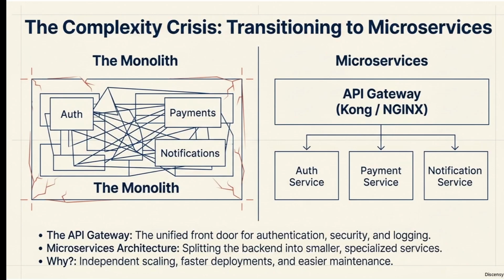The complexity crisis, transitioning to microservices. Now, what might be the issue? What might be the flaw? What might be the complexity, difficulty, trouble that might be faced? The monolith compared with the microservices. The API gateway, the unified front door for authentication, security, and logging. The microservice architecture, splitting the backend into smaller, specialized services.